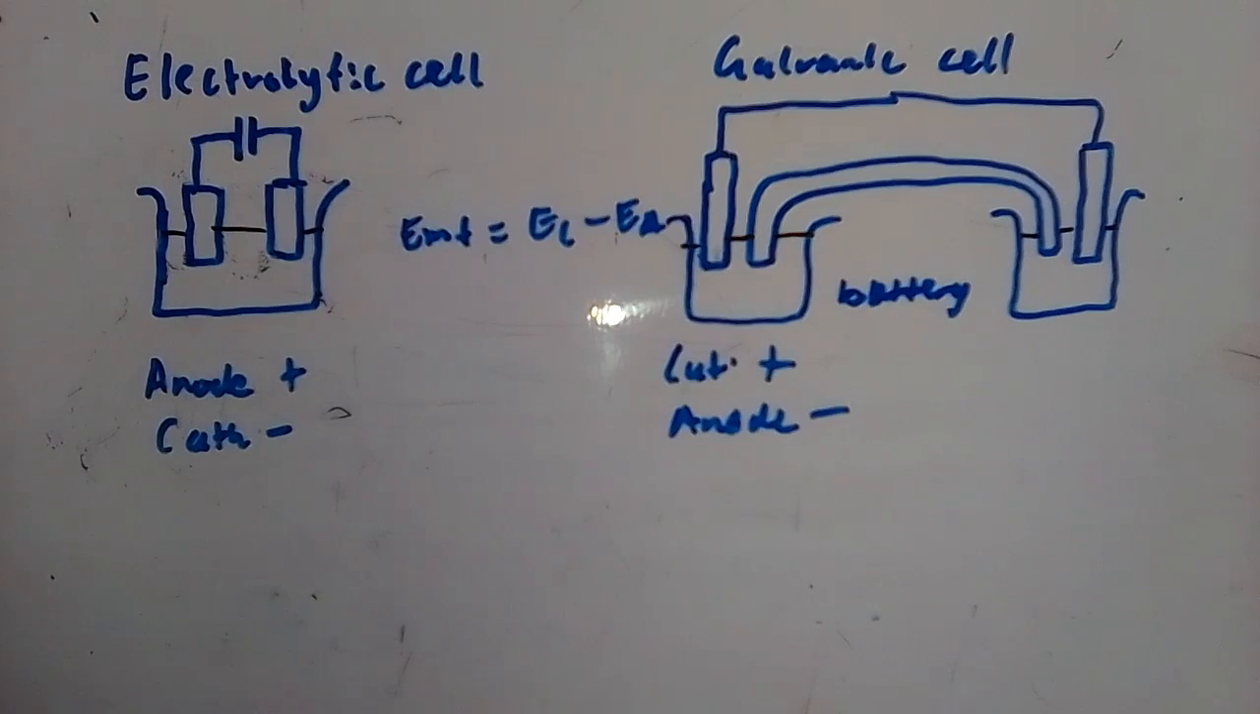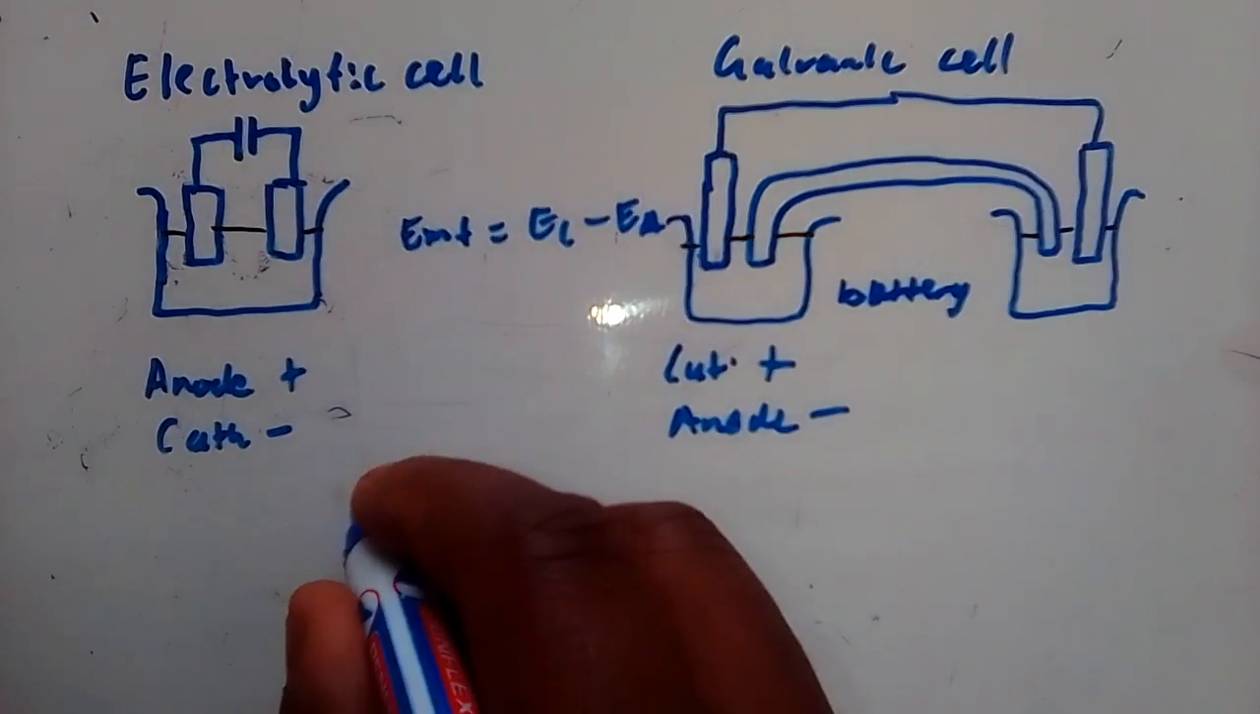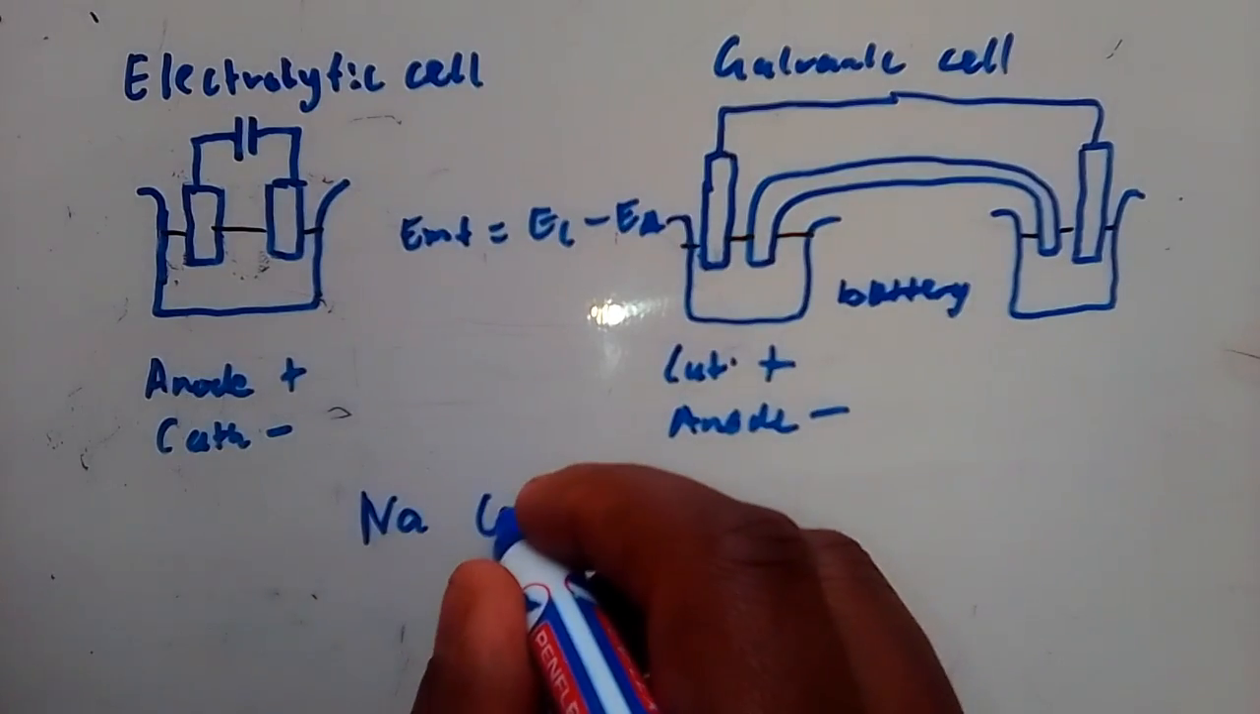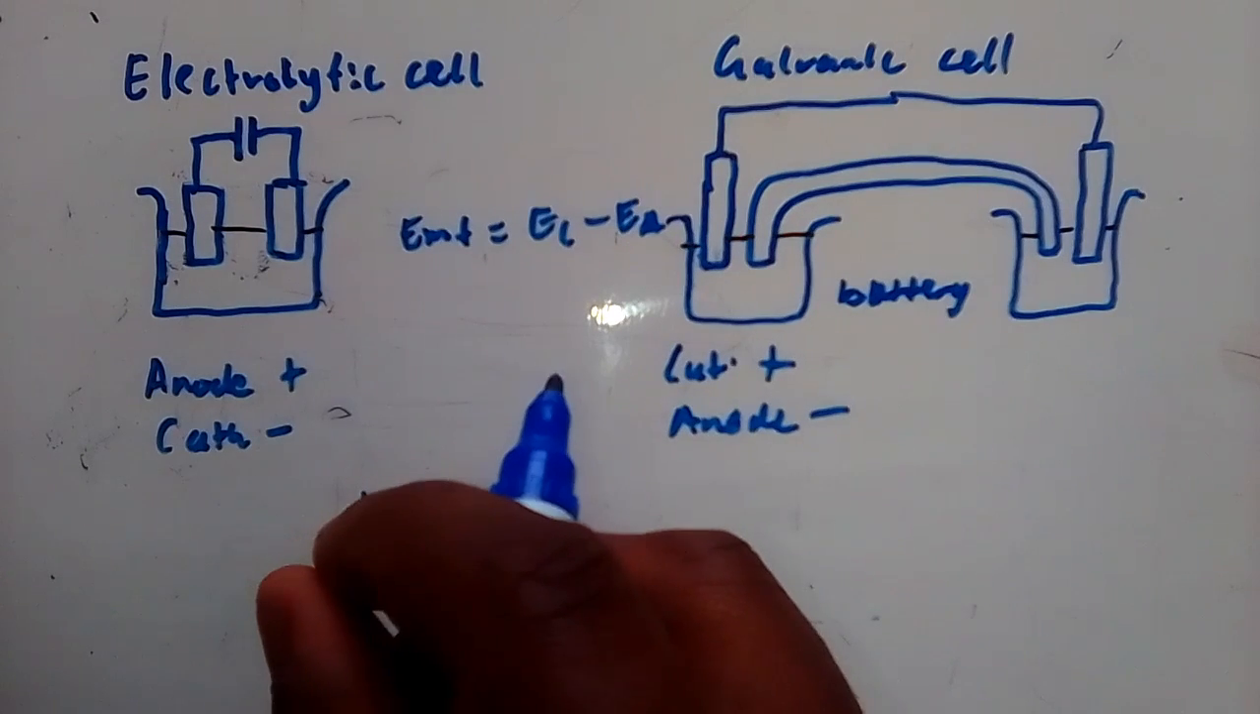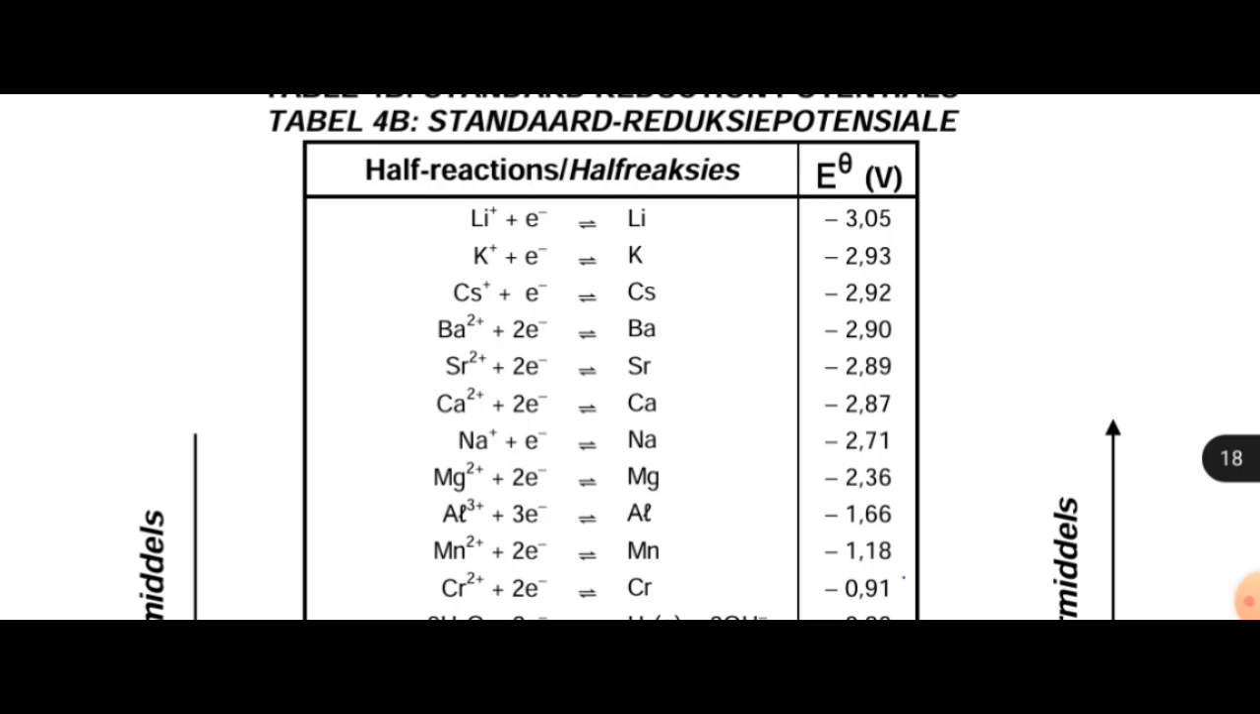So let me show you something in the electrode potential table. Let's just say we're comparing Na and Cl. In both cases, we want to find out which one is the anode and which one is the cathode. So let me show you something.